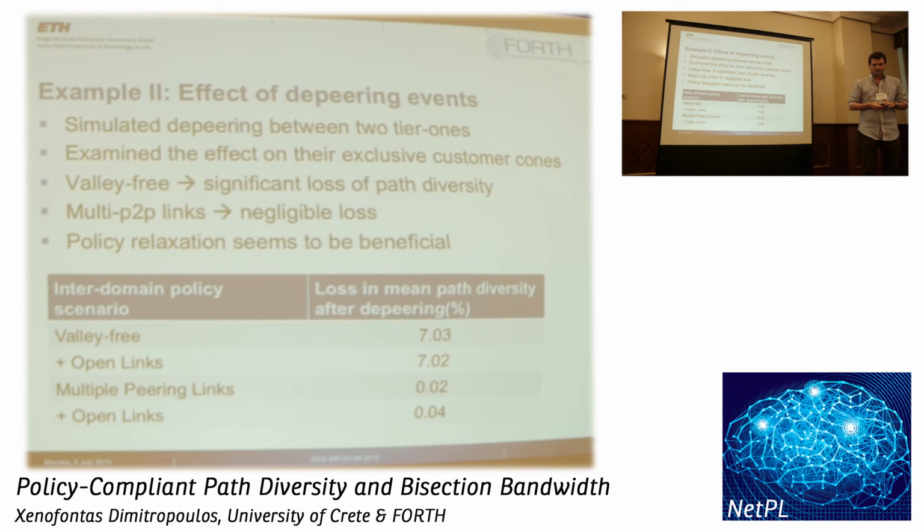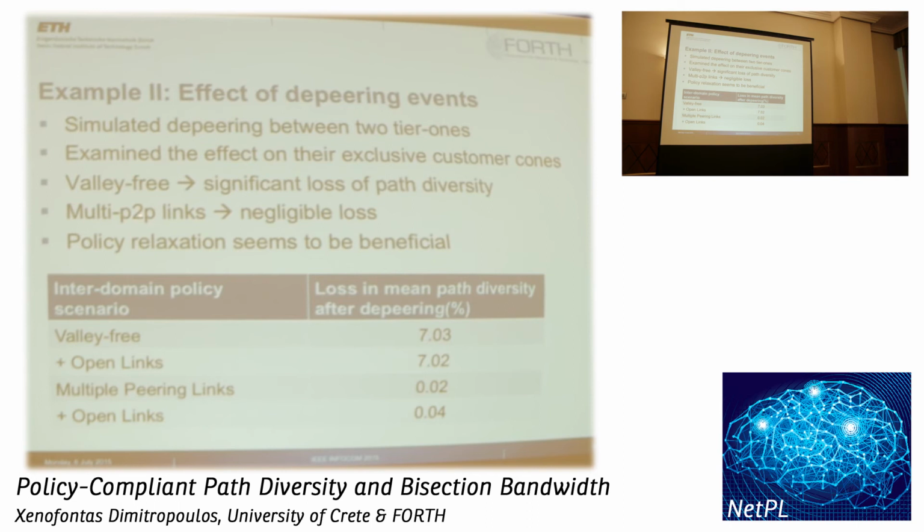We use 10,000 randomly selected pairs of customers. The selection is weighted based on the address space that each of the customers announces. We measure the impact of depeering on path diversity in the case of traditional valley-free routing, as well as in the case of the multi-peering links model.